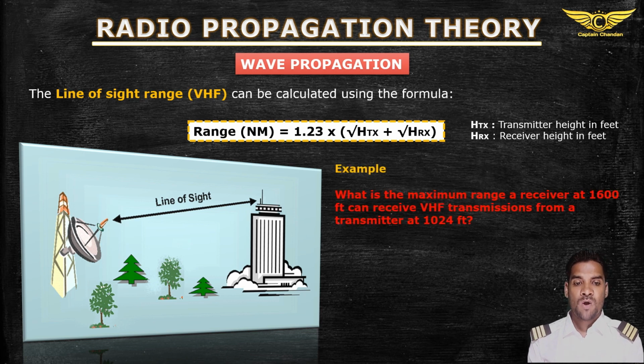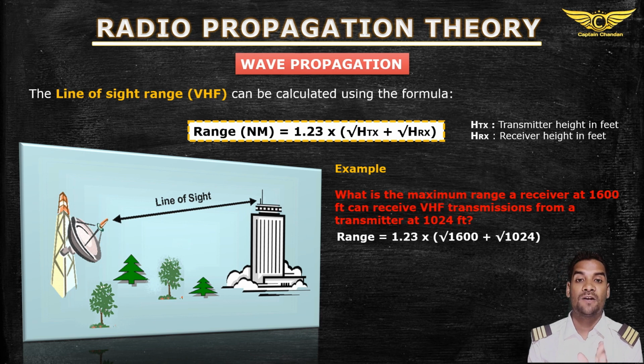So for example, what is the maximum range a receiver at 1600 feet can receive a VHF transmission from a transmitter at 1020 feet? So very simple, just apply the VHF formula. If you put in all the values, the range will be 88.6 nautical miles.